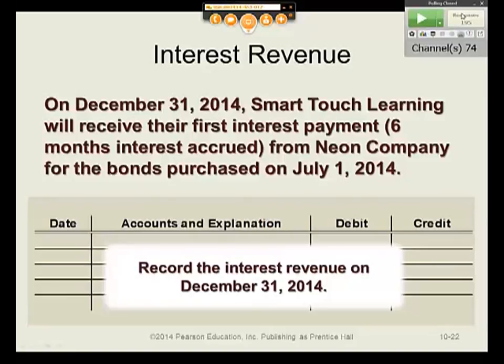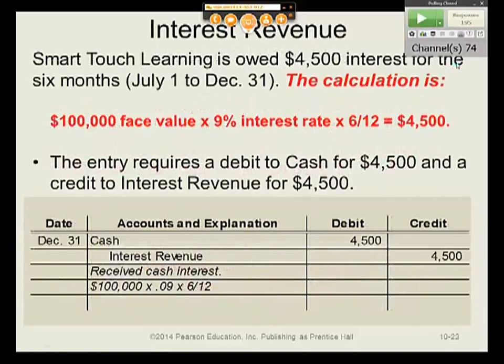Now, the entry is going to be debit cash, because you get cash, and you credit interest revenue. And that's for the half year. What would happen if interest was only paid on July 1? What would you debit here? What account? Interest receivable.